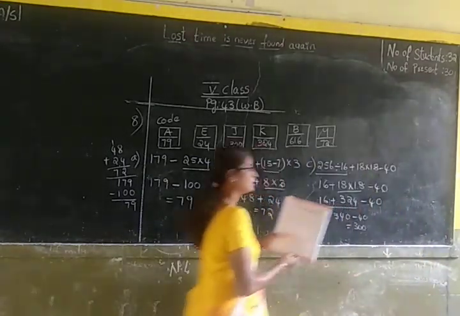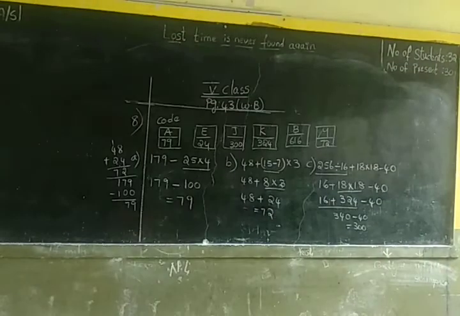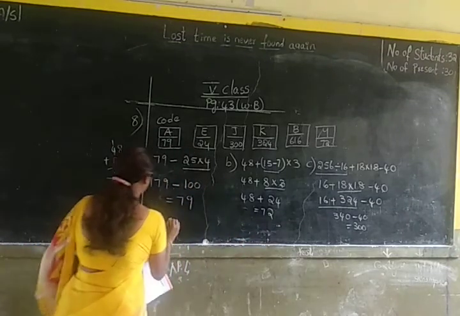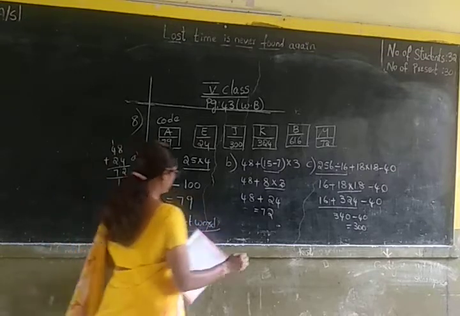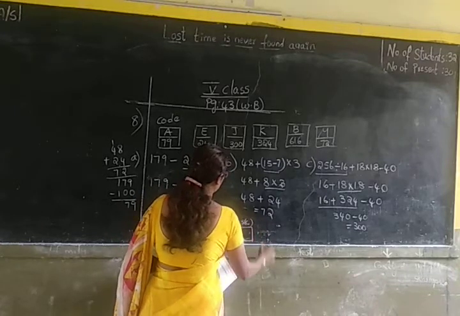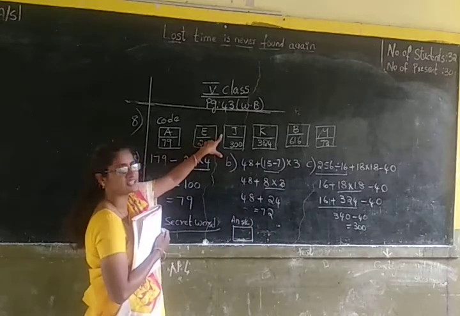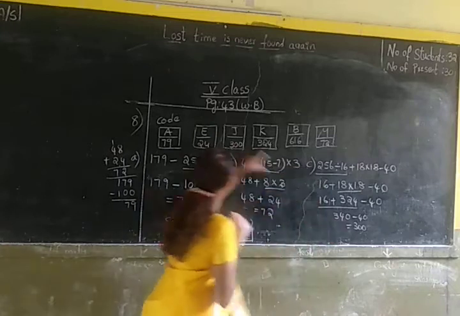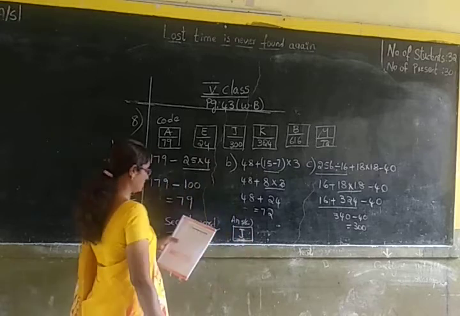At the bottom of the question, you are given the secret word boxes. Now we have to write the answers here to get the secret word. In the first box you have to write the answer C. What is the answer C? Answer C is 300, and 300 means J. So the first letter is J.